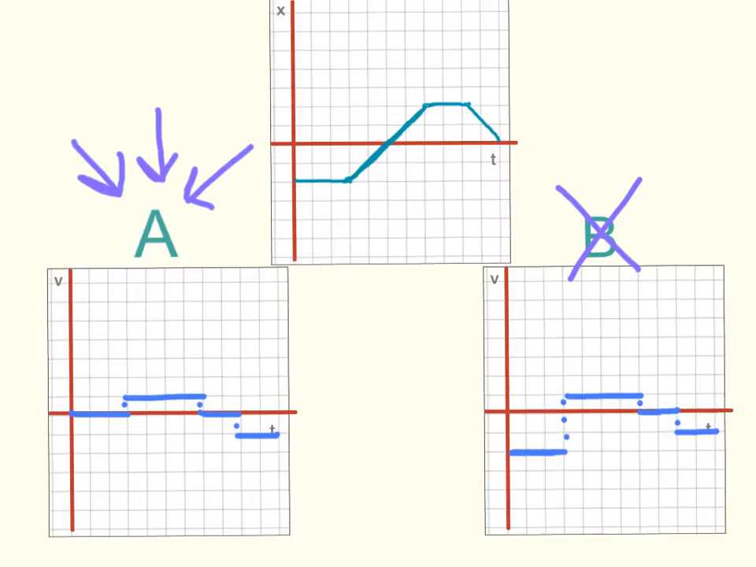If you said A, you are correct. Great job. So where's the mistake in B? Well, a common mistake here is to start the position time graph at the same place as the velocity time graph, but it doesn't work that way.